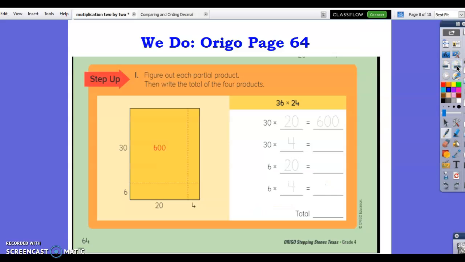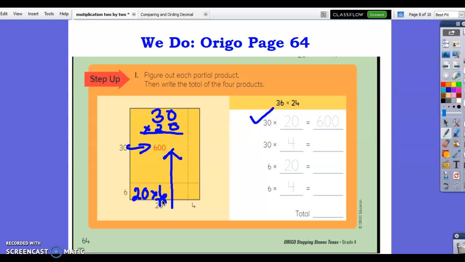All right, inside of your Orgo, page 64, we're going to practice this first one together. Now, they have part of the work created and done for you, but it is in your Orgo student journal. And here they did 30 times 20. So if you have your 30 times your 20, that is 3 times 2, which is 6, and add 2 zeros for 600, which that one is done. So this was your 30, and then your 20 that goes up here. So in this next box, I would look at 20 and 6. So this next one would be 20 times 6.